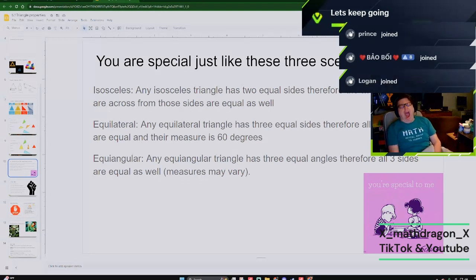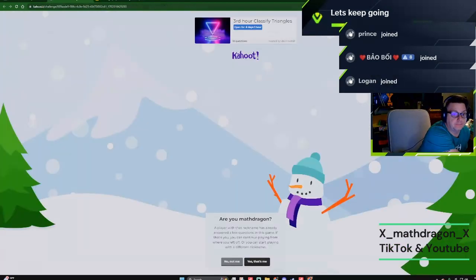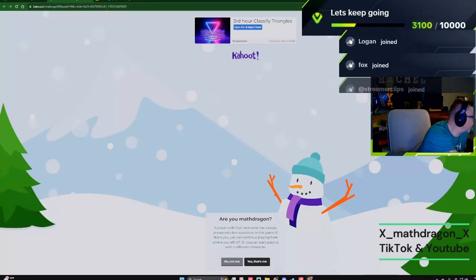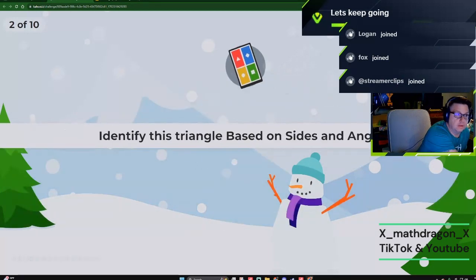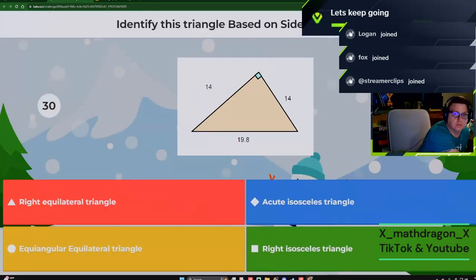So, we are going to play a quick little game. And I made a Kahoot for it tomorrow. So, here is 2 of 10. Identify this triangle based on sides and angles. Oh, sorry about that. I can't stand the Kahoot noise.